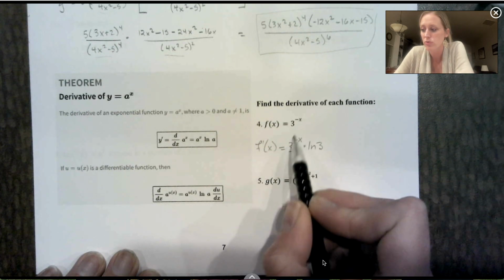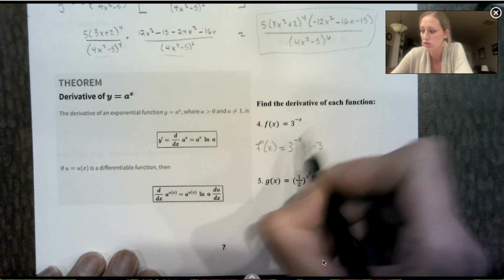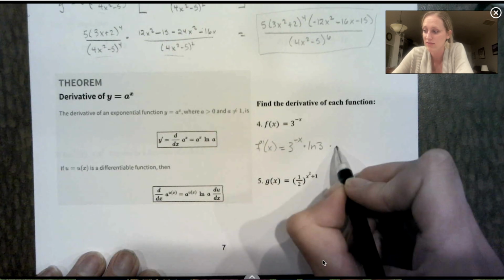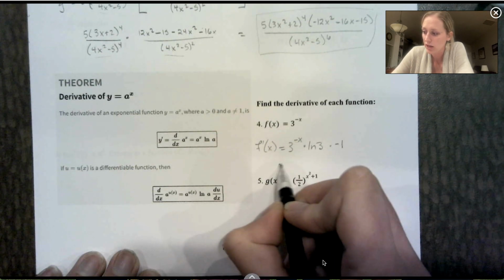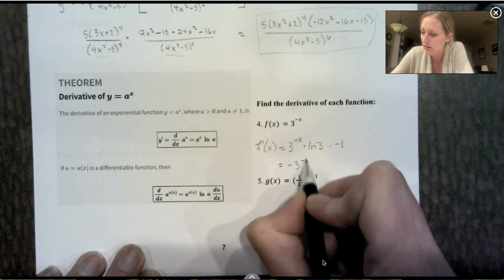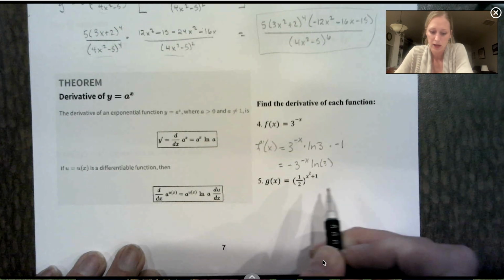Then because of the chain rule, since this isn't just 1x, it's a negative 1x, we do have to multiply by the derivative of that exponent. The derivative of negative x is negative 1. So again, clean that up just a little bit. We'd get negative 3 to the negative x times the natural log of 3. All right.